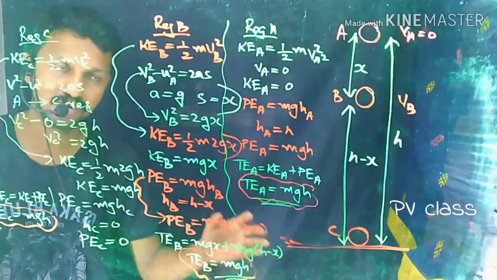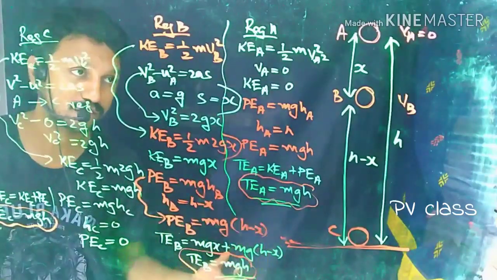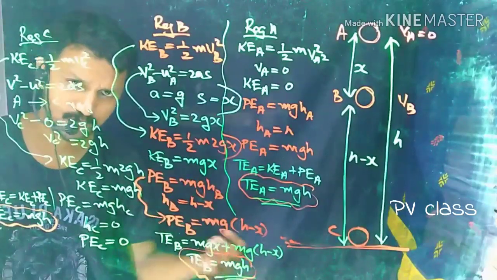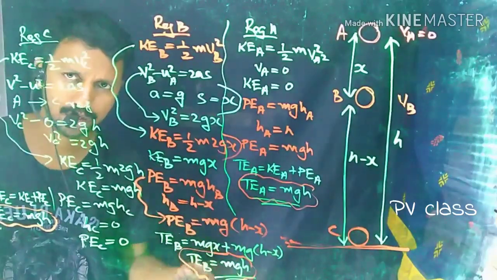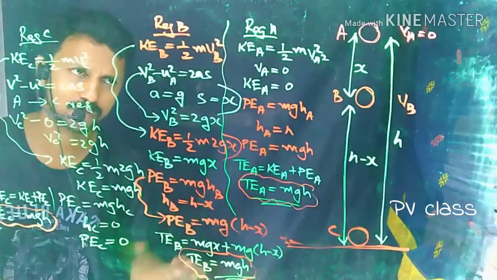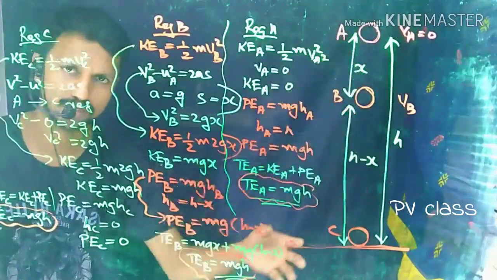Thus, we have proved the law of conservation of mechanical energy by using a freely falling substance. What's the law of conservation of mechanical energy? The total mechanical energy of an isolated system is always a constant. It can be proved by using a freely falling substance. Hope you have understood this.